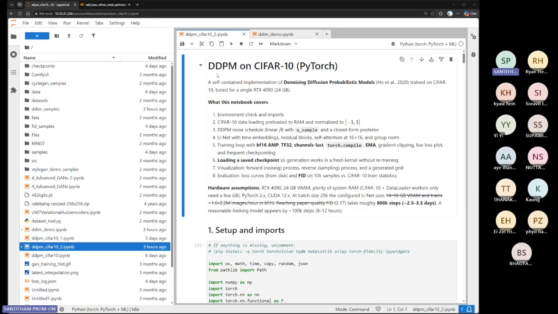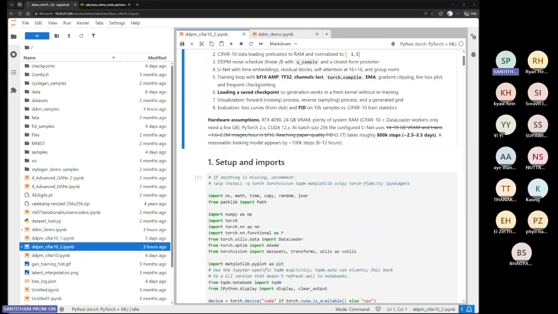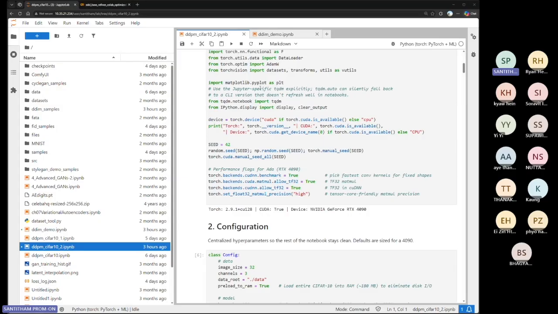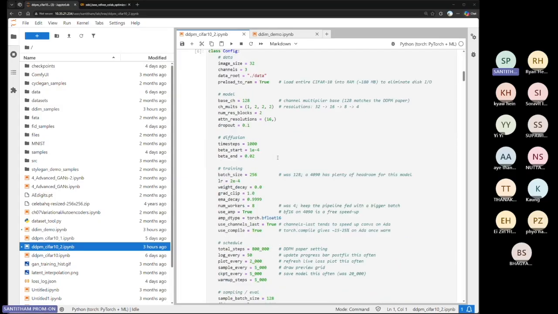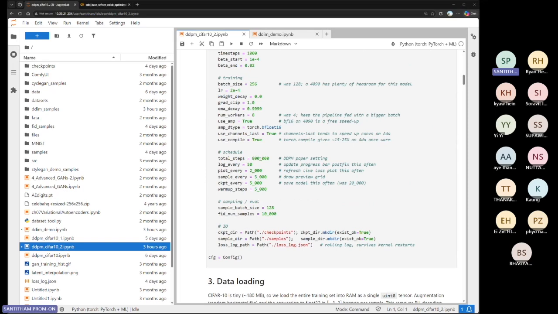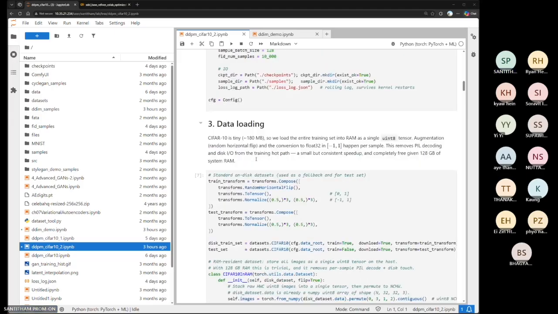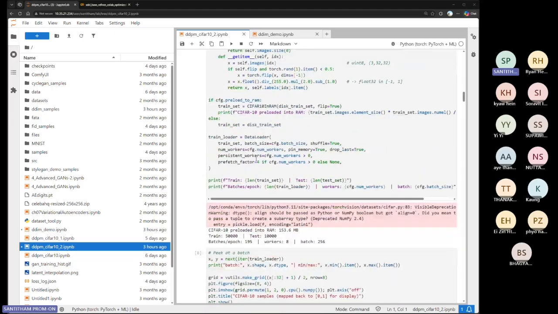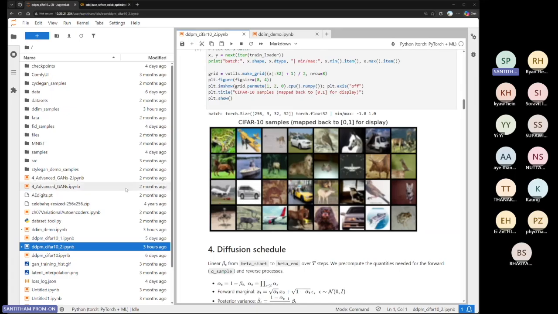This is the DDPM on CIFAR 10. I trained it according to the original paper, which requires 800,000 steps in total. So it takes about 2 days entirely to train the whole thing on the CIFAR 10 dataset here.